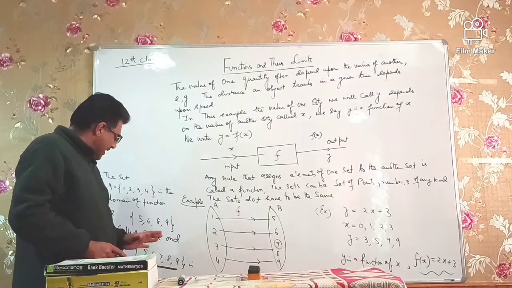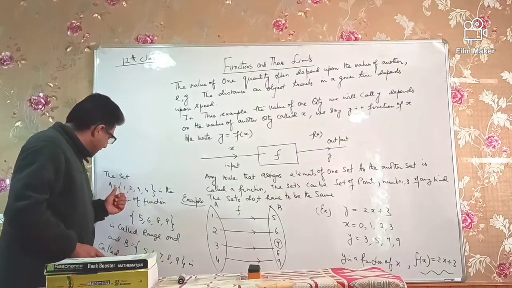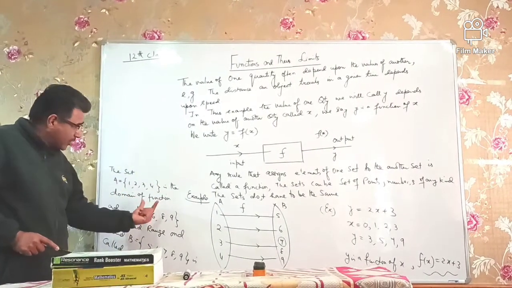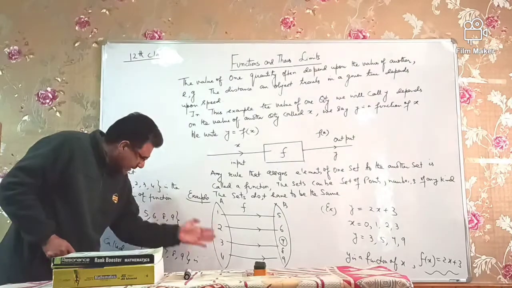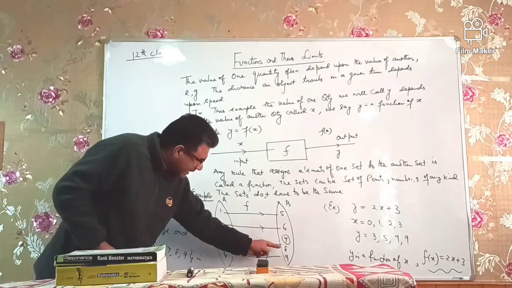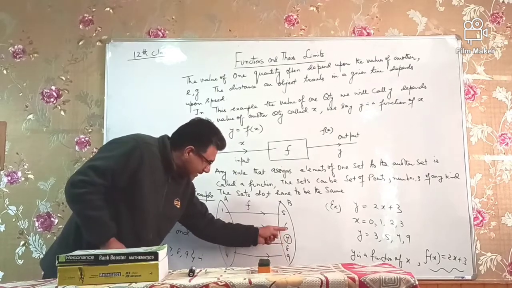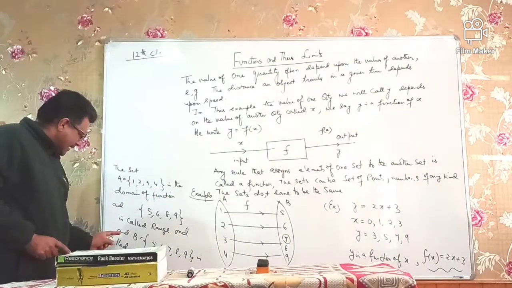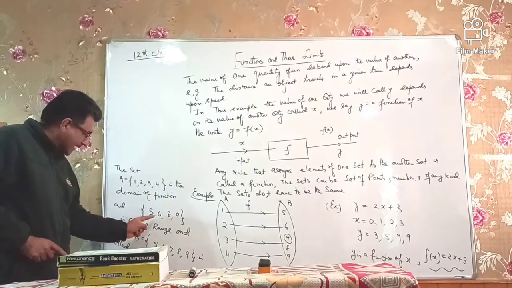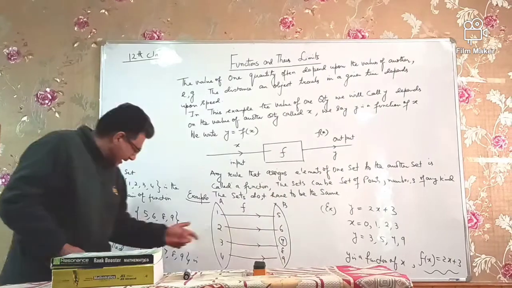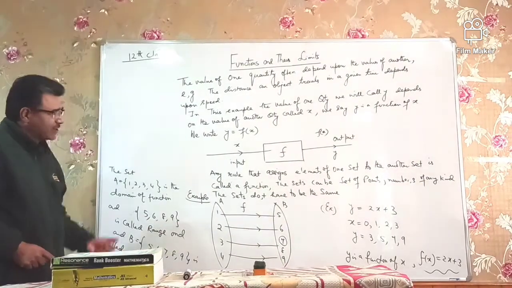That means set A, which is 1, 2, 3, 4, is the domain of the function. And 5, 6, 8 and 9, not 7, because 7 does not have any pre-image in this set, is called the range of the function, and the whole set B is called the codomain of the function.